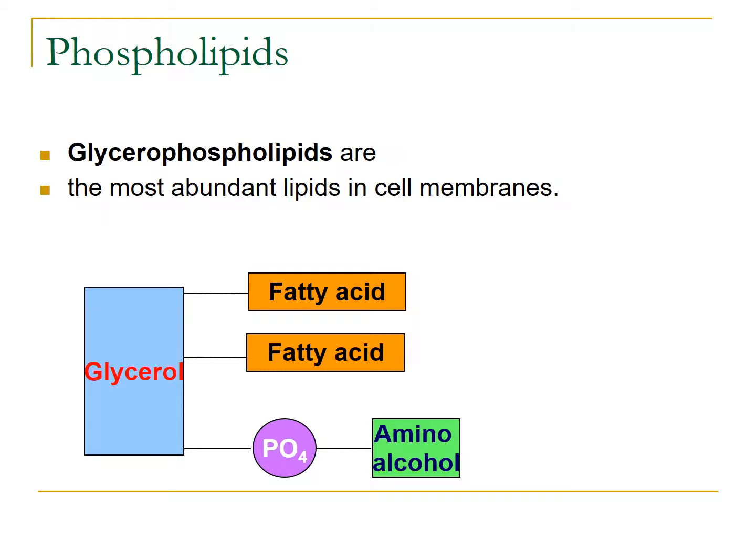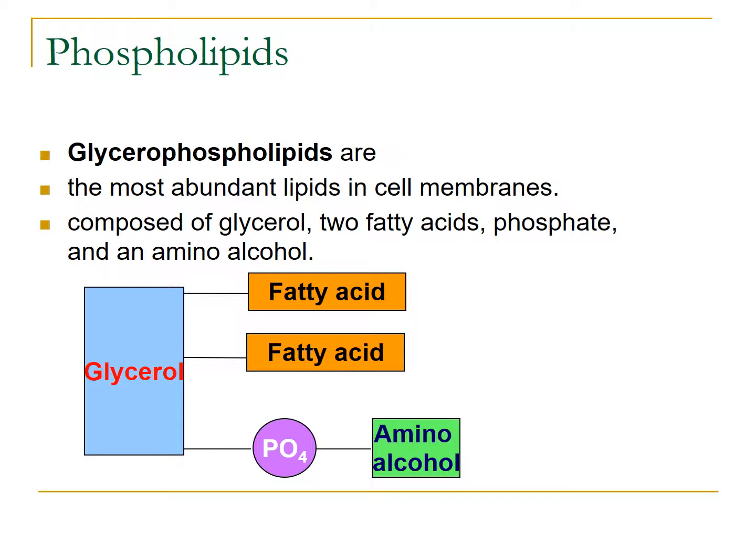These are going to be the most abundant lipids found in your cell membranes. You're going to have your glycerol, which remember is your 3-carbon alcohol. That's going to link up with 2 fatty acids and a phosphate and amino alcohol. So you have the glycerol, the 2 fatty acids, the phosphate, and the amino alcohol. The phosphate and amino alcohol part are going to be polar. The fatty acid part is going to be nonpolar.